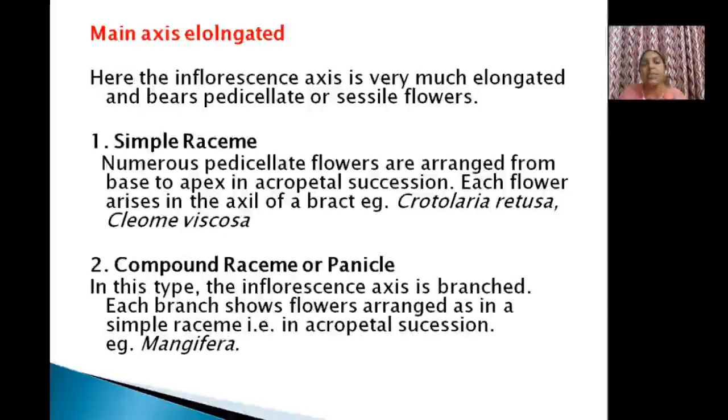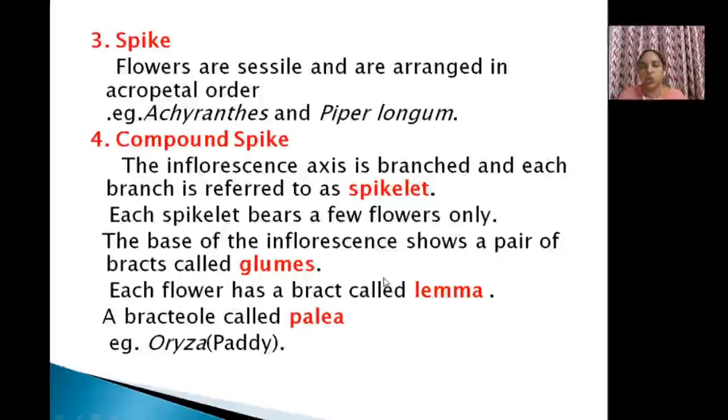Then the second type is compound raceme or panicle. What is that? The inflorescence axis is branched, but flowers are arranged in acropetal succession. So a number of simple racemes in branches. Inflorescence axis having many branches, each branch is a simple raceme. Understood? Example is Mangifera, our mango. Okay, you can see the pictures also.